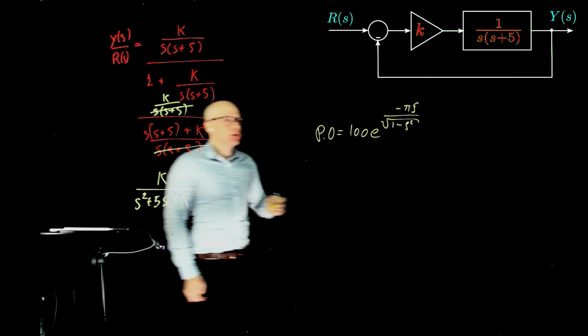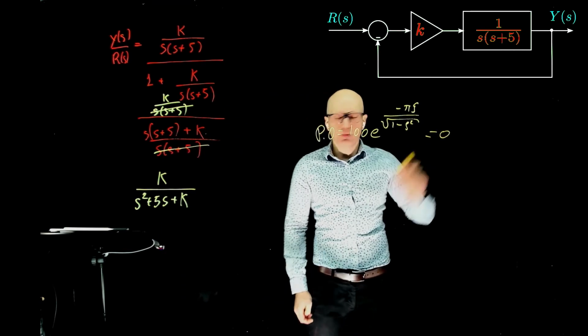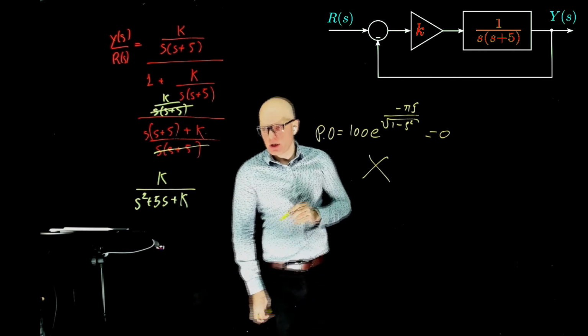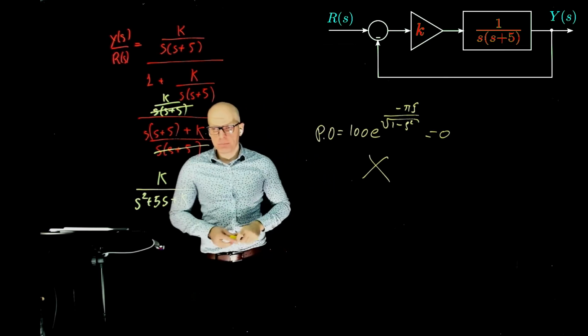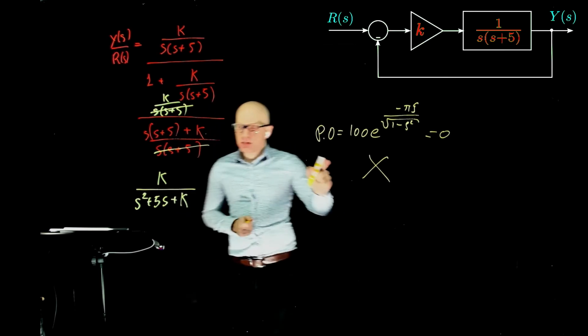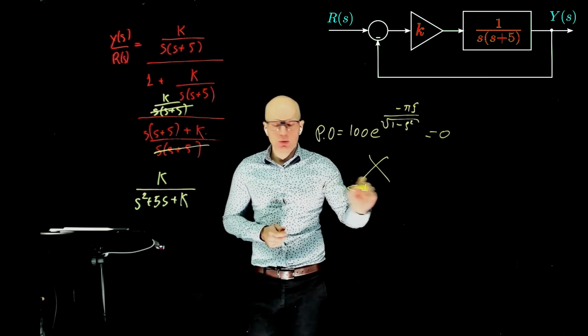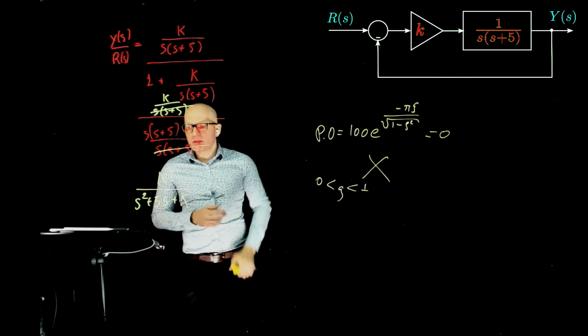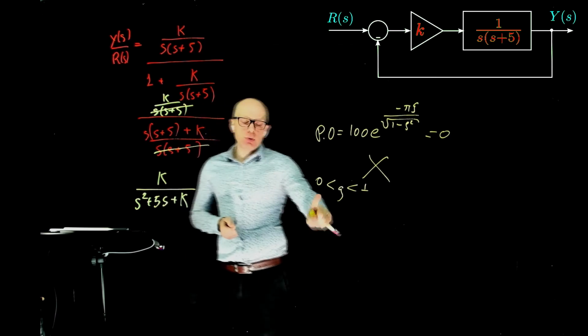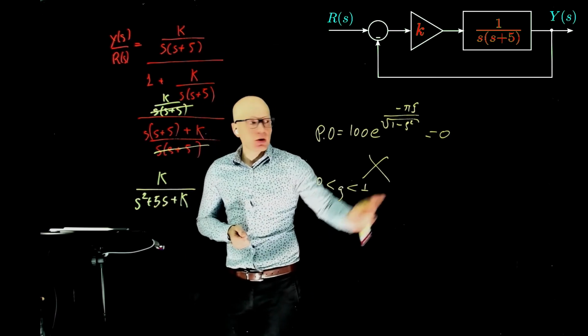We could say that we want this to be 0, but this doesn't work. Why not? We can do this because this expression was derived for zeta between 0 and 1. If you want the system to have no overshoot, then we are outside of this range, and this equation doesn't work.